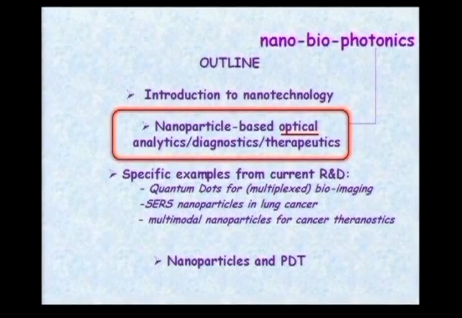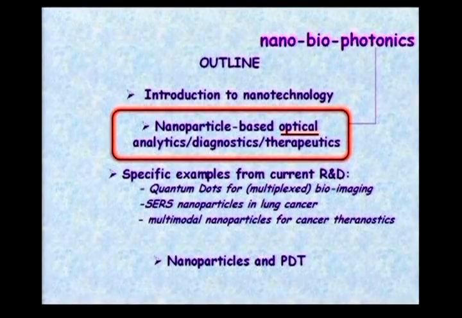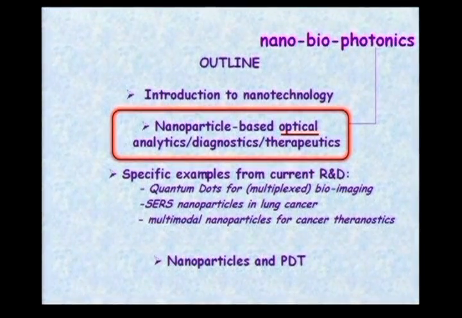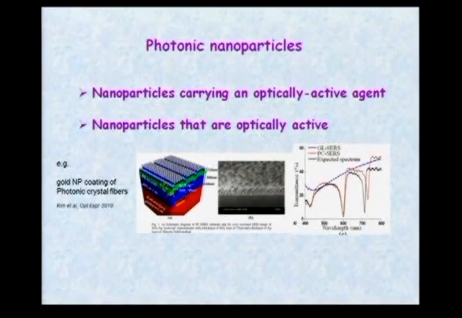So what about now optical? Let me concentrate for the rest of this talk on just the optical nanoparticles. Optical nanoparticles are used in non-biological applications also. This is an example of using gold nanoparticles on photonic crystal fibers. So you essentially take optical fibers and coat them with nanoparticles.